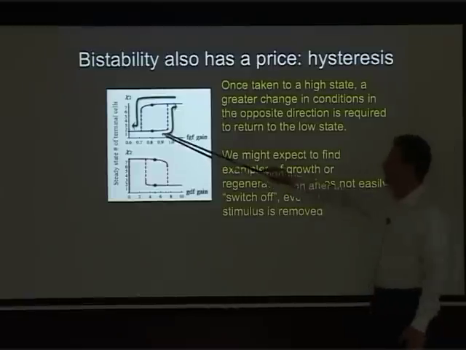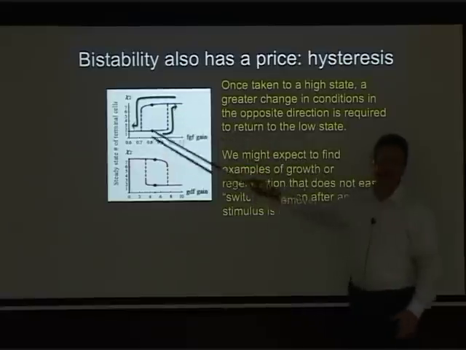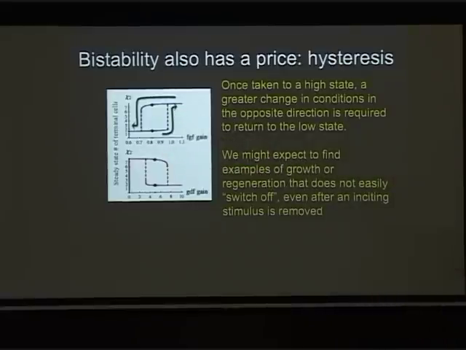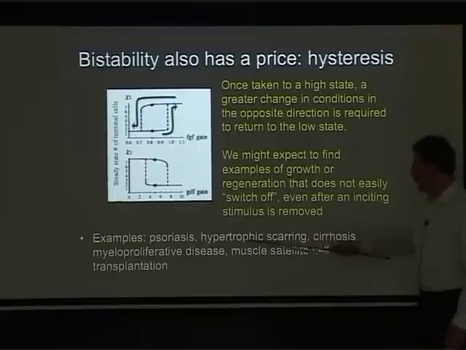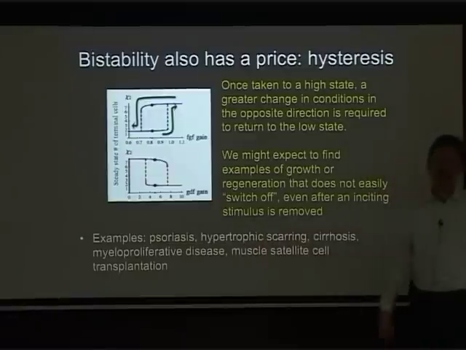The fact that where you go up the curve and where you come down the curve occur at different places, right? So you might expect that as a result of using a hysteretic system, you might actually find some examples where things get stuck in one state and not another. And it turns out that there's great clinical examples of just this sort of behavior. Hypertrophic scarring, cirrhosis, myeloproliferative diseases, and one of my favorites is psoriasis.